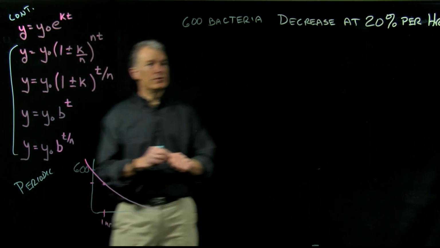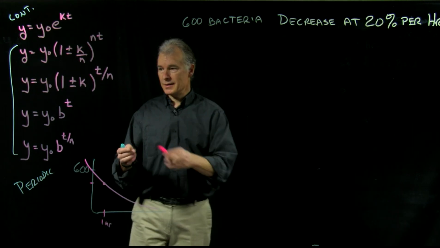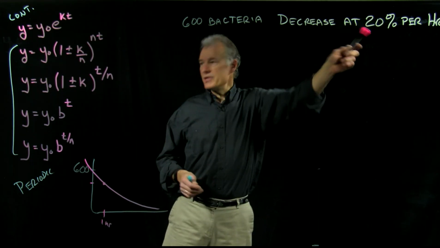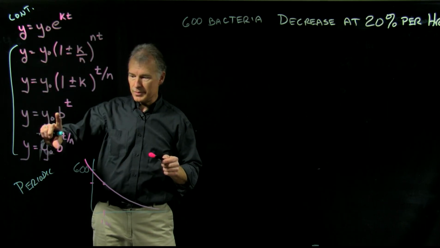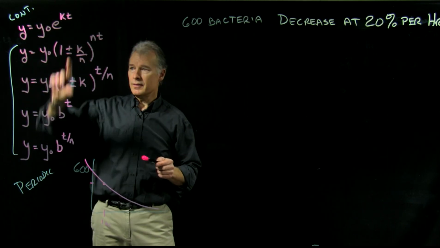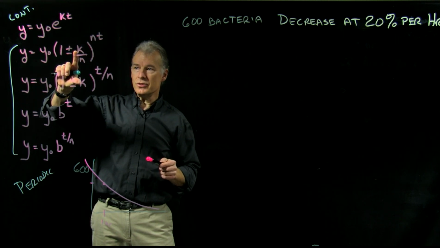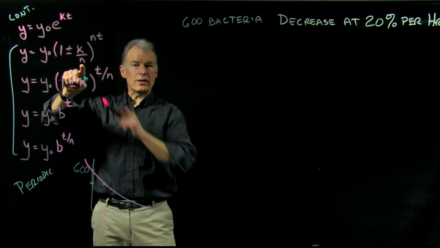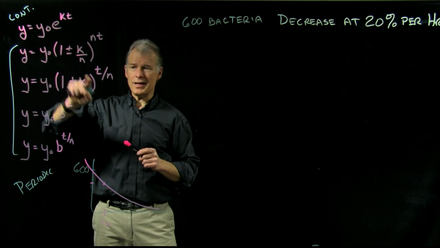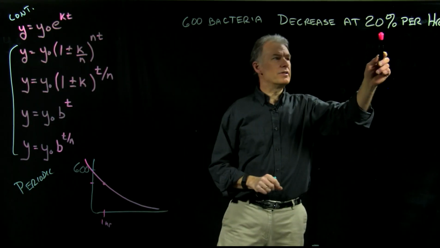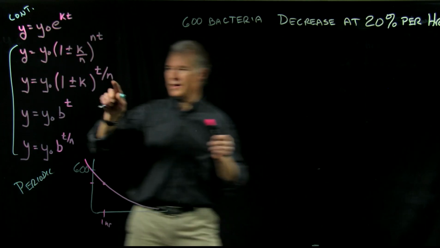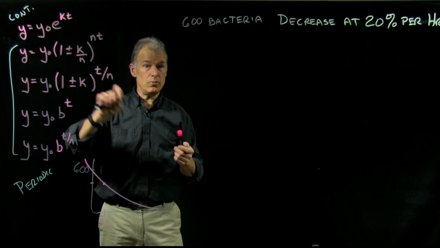So our first goal is to come up with an equation. We have a percentage, which would put us into one of these two here, right? These would be if you double or triple or something like that. This one is like if we're compounding monthly or something, which is not the case. What we have here is decreasing 20% per hour. So in fact, the n in this case would just be 1.